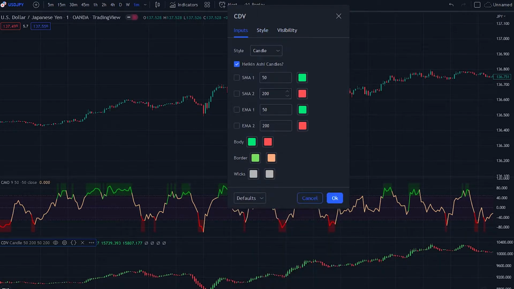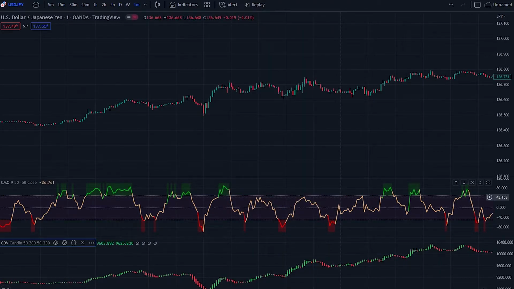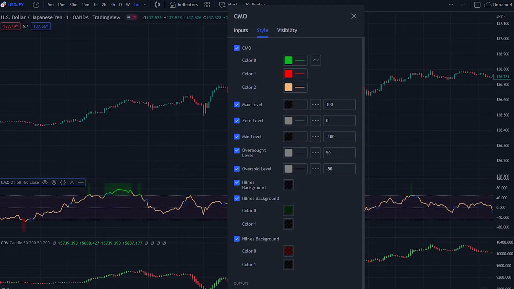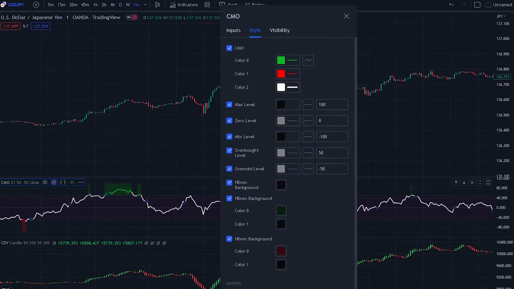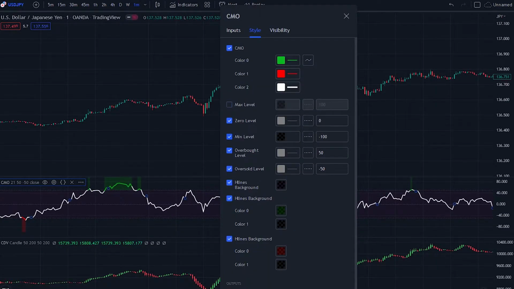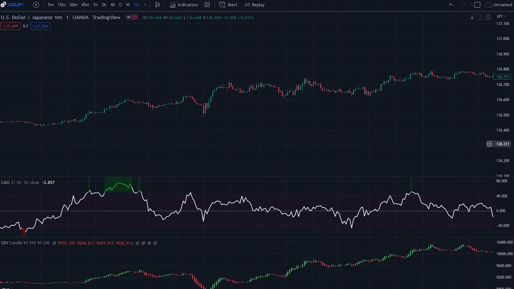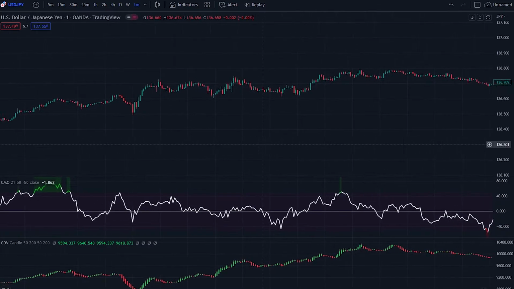Now let's make some adjustments to the Channel Momentum Oscillator. Double-click on the indicator and change the length to 21. Go over to the style and change this to white. Then untick the max and min levels. Untick the overbought and oversold levels and change the zero level to a straight line. Go ahead and click on the OK button to save the changes. Okay, so the chart definitely looks much better.